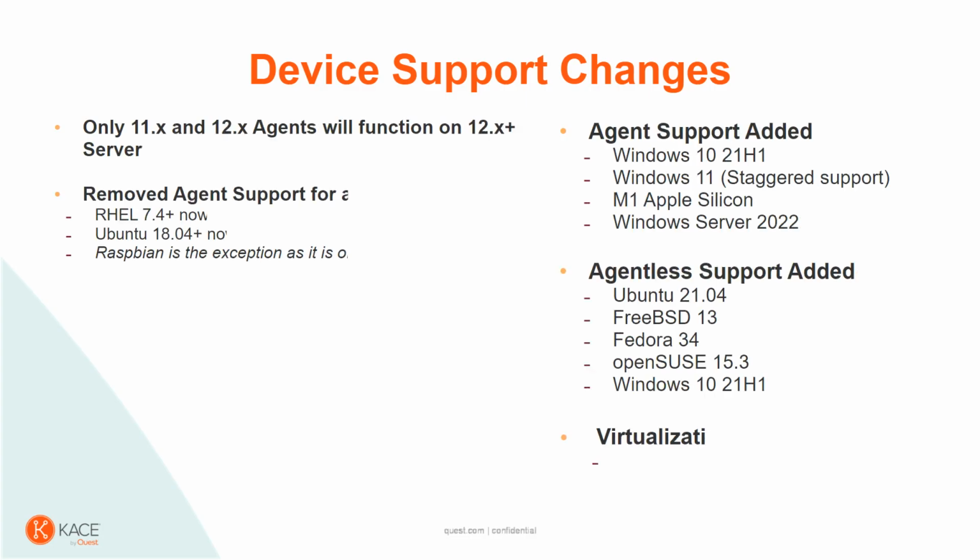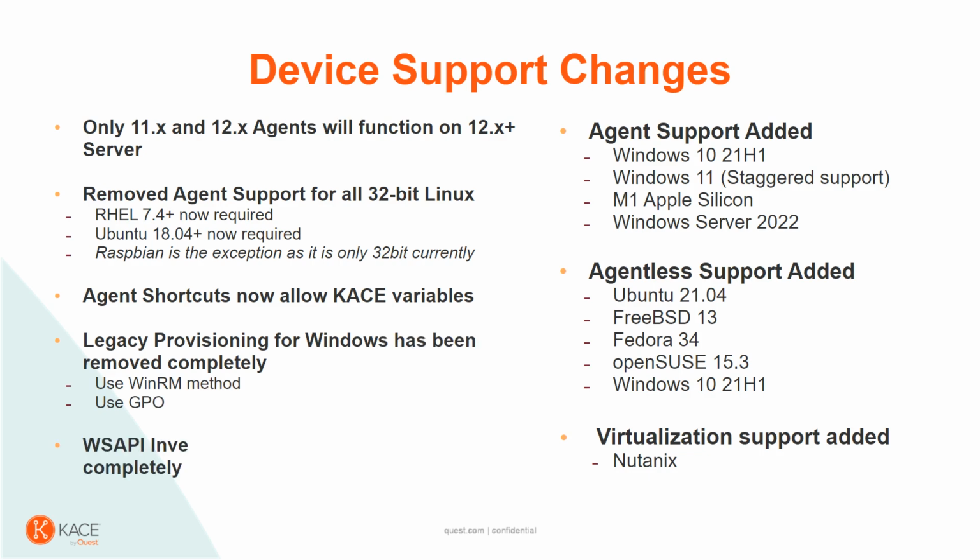There are some device support changes worth mentioning. Only agent versions supported are 11.0 up to current version of 12.x agent. The agent no longer supports 32-bit versions of Linux, with the exception of Raspbian, which is only available in 32-bit currently. It is now possible to use case variables with the agent shortcuts feature. When using the built-in agent provisioning feature, WinRM is now the only mechanism that can be used to provision Windows devices. The WS-API inventory upload feature is no longer available.